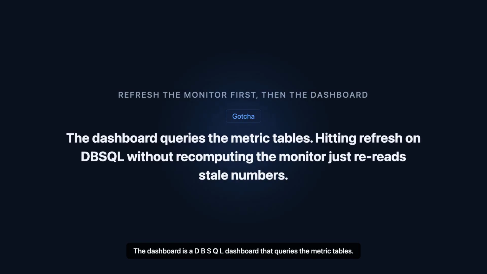The dashboard is a DBSQL dashboard that queries the metric tables, so hitting refresh on the dashboard doesn't recompute drift, it just rereads whatever's already sitting in the metric tables. To get fresh numbers, you have to refresh the monitor first, which is what actually triggers the windowed computation. Then refresh the dashboard. The order matters, and it's the kind of thing that's easy to miss the first time you wire this up.